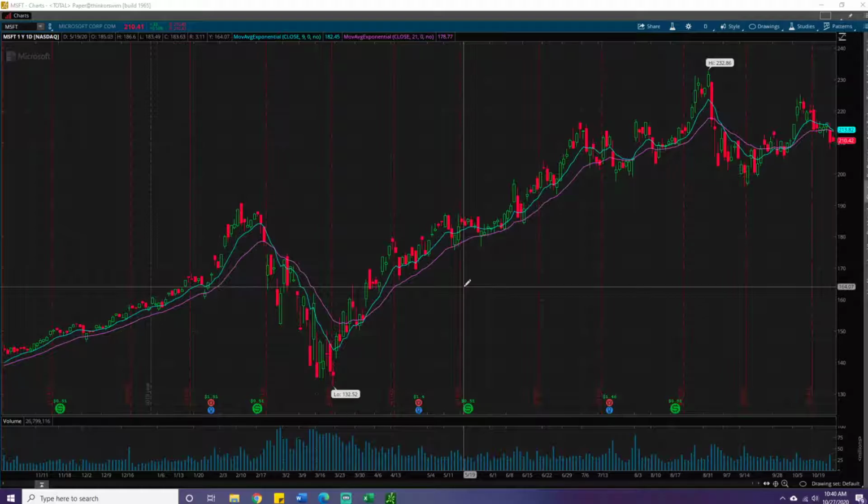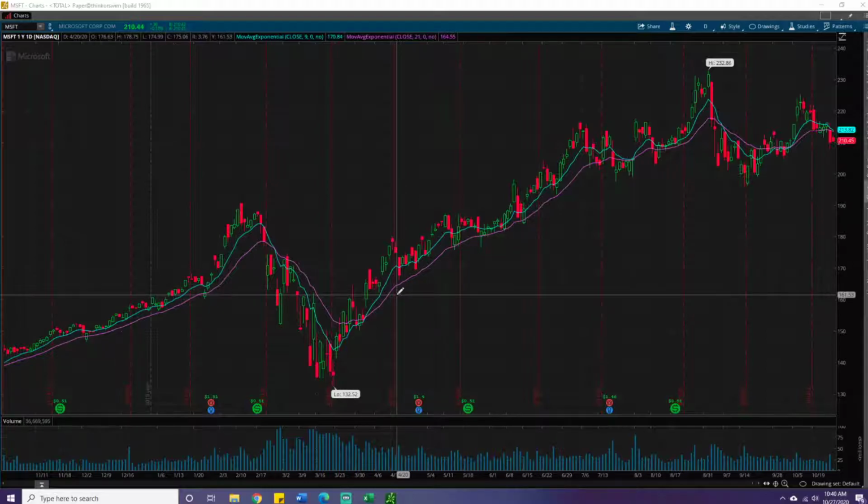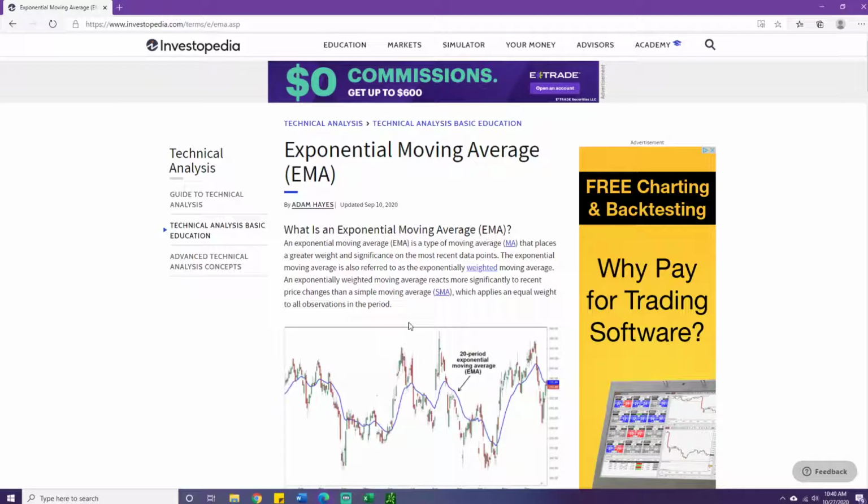So an SMA 9, a simple moving average of 9, versus an exponential moving average of 9 will actually be similar, but you'll notice that the exponential moving average has more weight on the recent price action. Therefore it's going to have more sensitivity and give you a clue on where the price is going to be heading next.